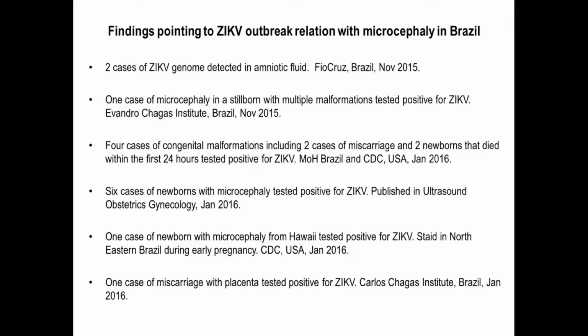The US CDC looked at tissues and samples from 4 children, 2 who were miscarried and 2 newborns that died shortly afterwards, and those 4 were positive for Zika virus. There's 6 cases reported in obstetrics gynecology, 1 in Hawaii, and another one where the placenta tested positive. So the temporal association, the increase, and the finding of the virus in the amniotic fluid and aborted fetuses and abnormal children, is, I think, very strong circumstantial evidence.